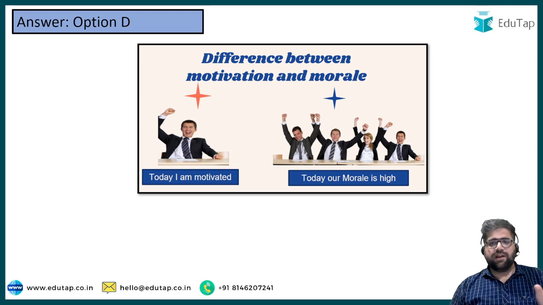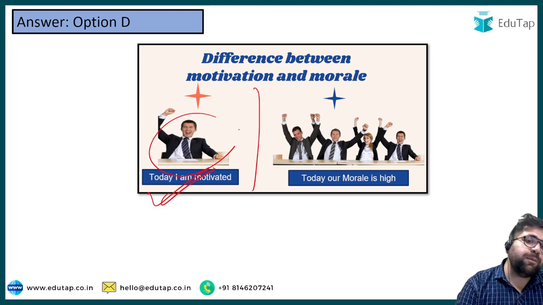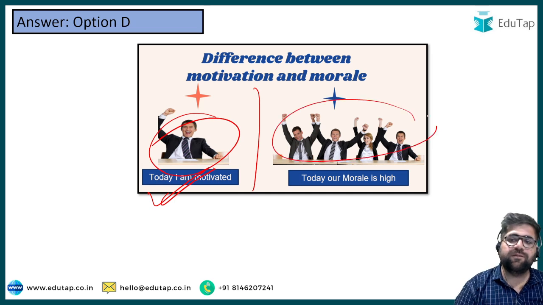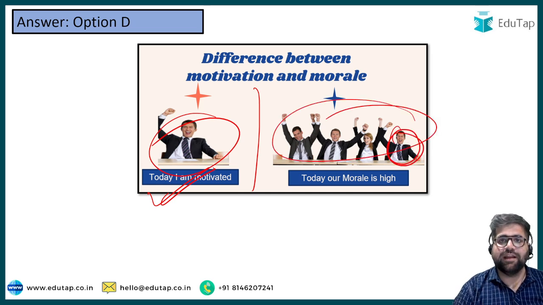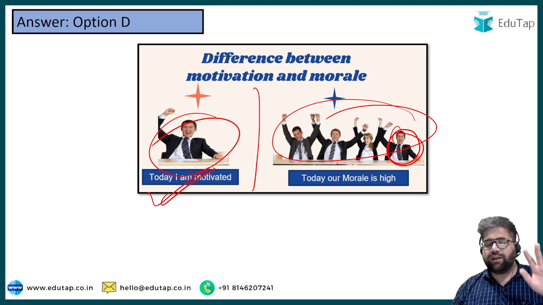So here is one pictorial representation for you. Today I am motivated. Why? Because this is an individual person. Today our morale is high because there is a group of persons. This person individually can say that my motivation is high. So I hope that particular difference between motivation and morale is clear to you.